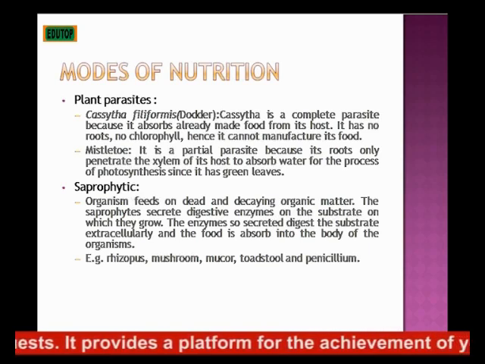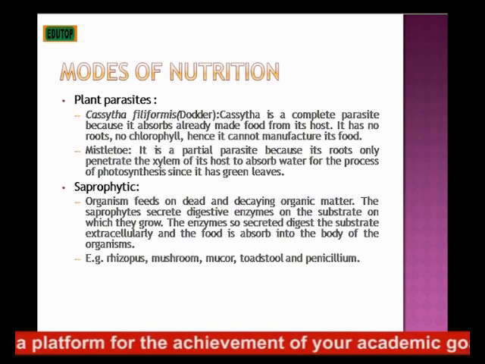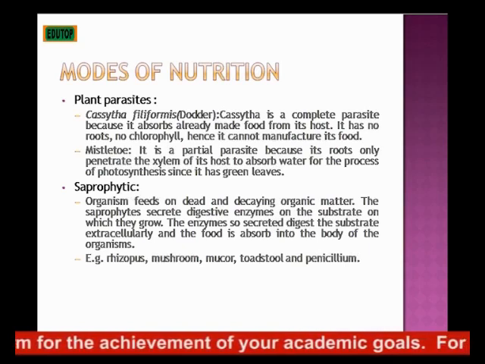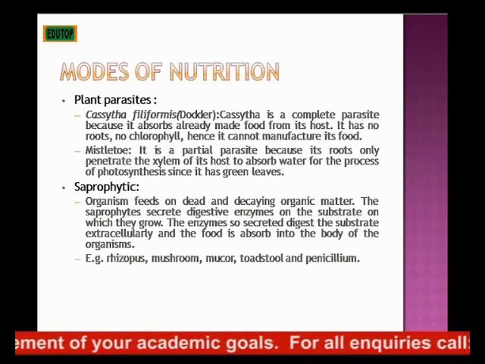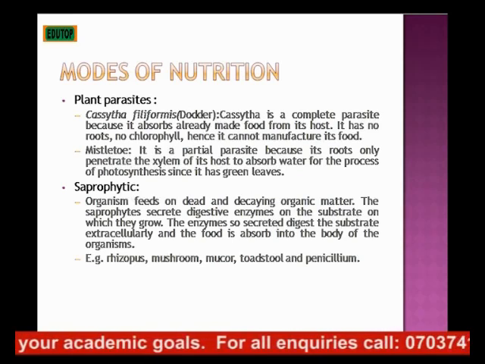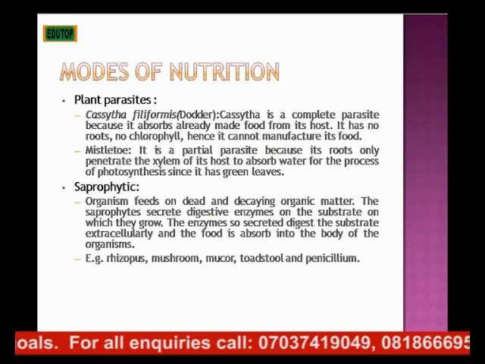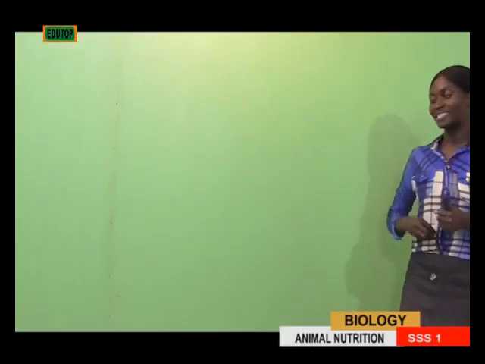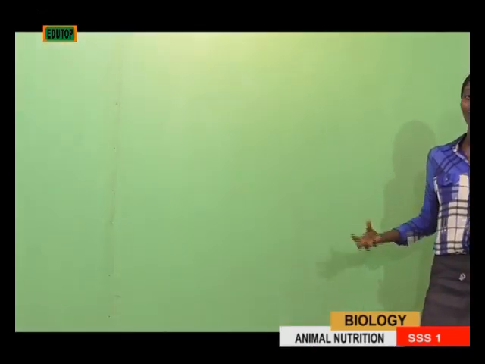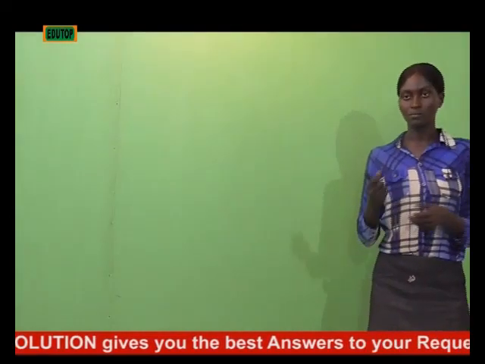Also, another example of parasitic plant is mistletoe. It's a partial parasite. It has roots only to penetrate the xylem of its host to absorb water for the process of photosynthesis. This particular mistletoe has green leaves, so it can manufacture its food. Though it's a partial parasite, it uses its roots to absorb water from the xylem of its host.